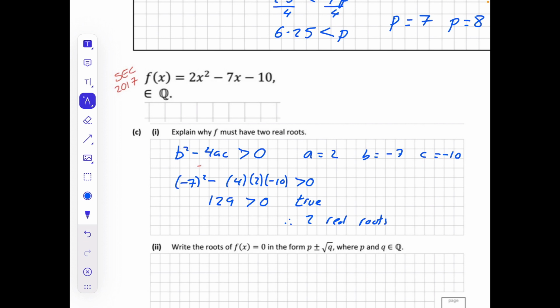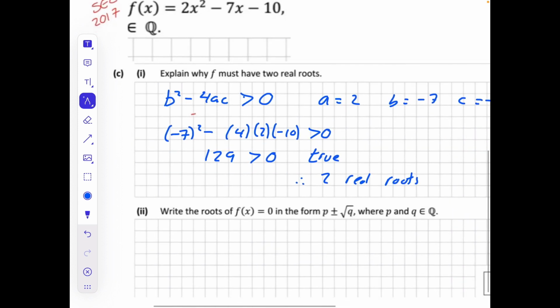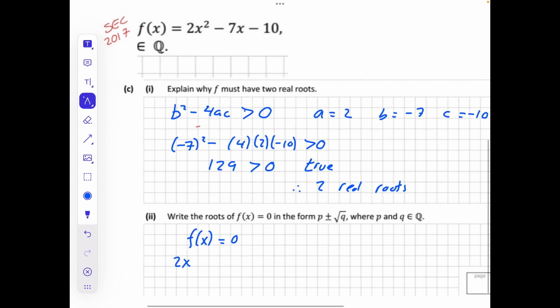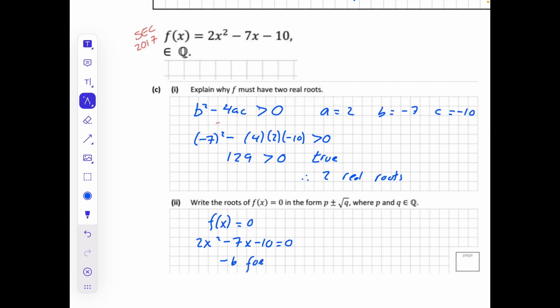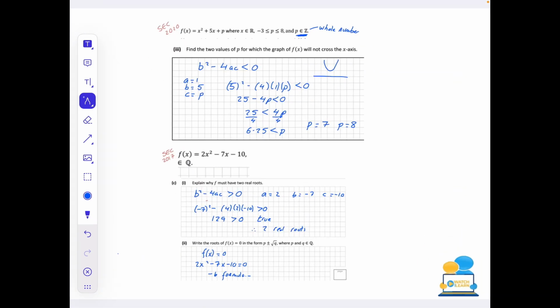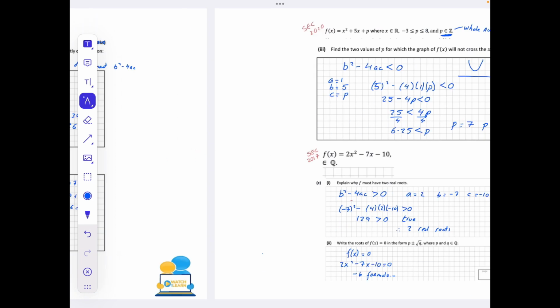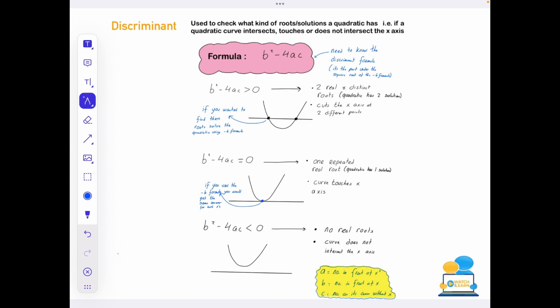And then part 2, not really the discriminant, but no harm, we'll just do it quickly. Write the roots of f of x equal to 0 in the form p plus or minus root q. So they have f of x equal to 0. We know from the question that f of x is 2x squared minus 7x minus 10 equal to 0. How do you solve that? You're going to go straight into your minus b formula. I'm going to leave that for you to do, but we should be fairly confident with that. That is just your minus b formula from there. Okay, so that is our discriminant.